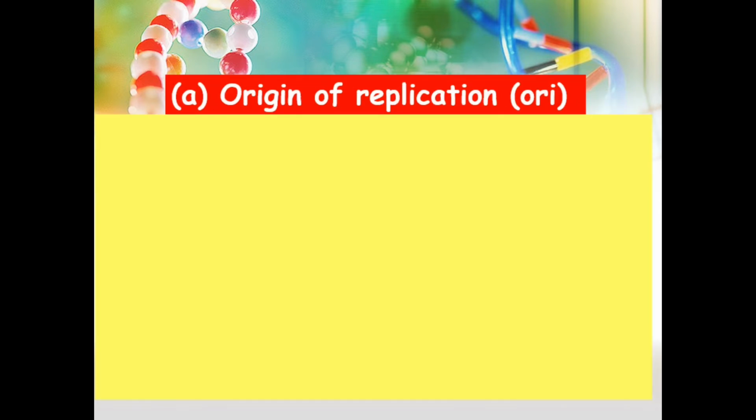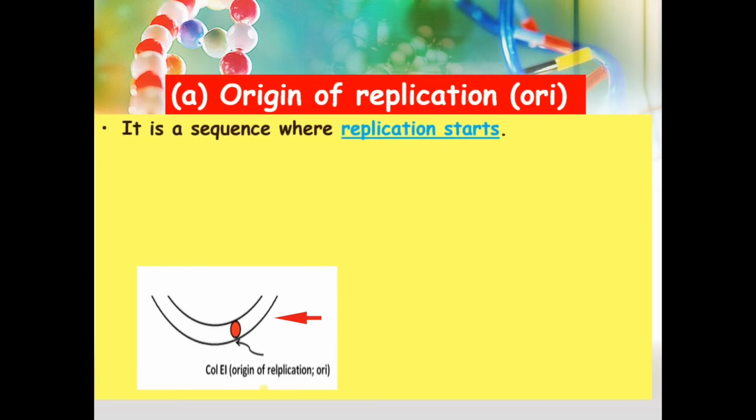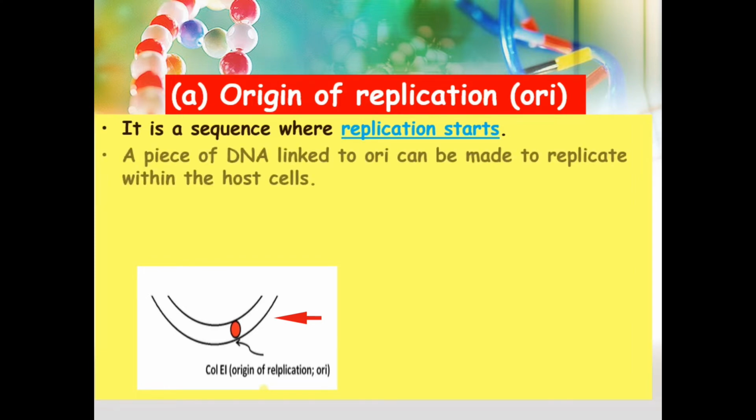Let's study about origin of replication. So what is origin of replication? It is a sequence of nucleotides which is responsible for initiation of replication. So any foreign piece of DNA, if it is linked to an origin, we can make it replicate inside the host cell.